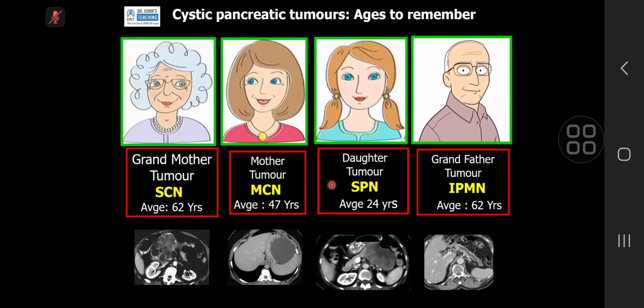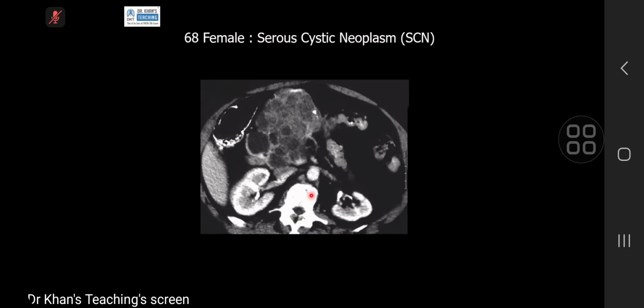Of course, now IPMNs with MR are visible in every second case. Key point to remember in serous cyst adenoma: on a CT scan, the sensitivity to pick up a cyst is not as much as on an MR. So you have to think like this. Look at the outline of the lesion. When you see a lobulated outline, some lobulations, it means it's a serous cyst adenoma.